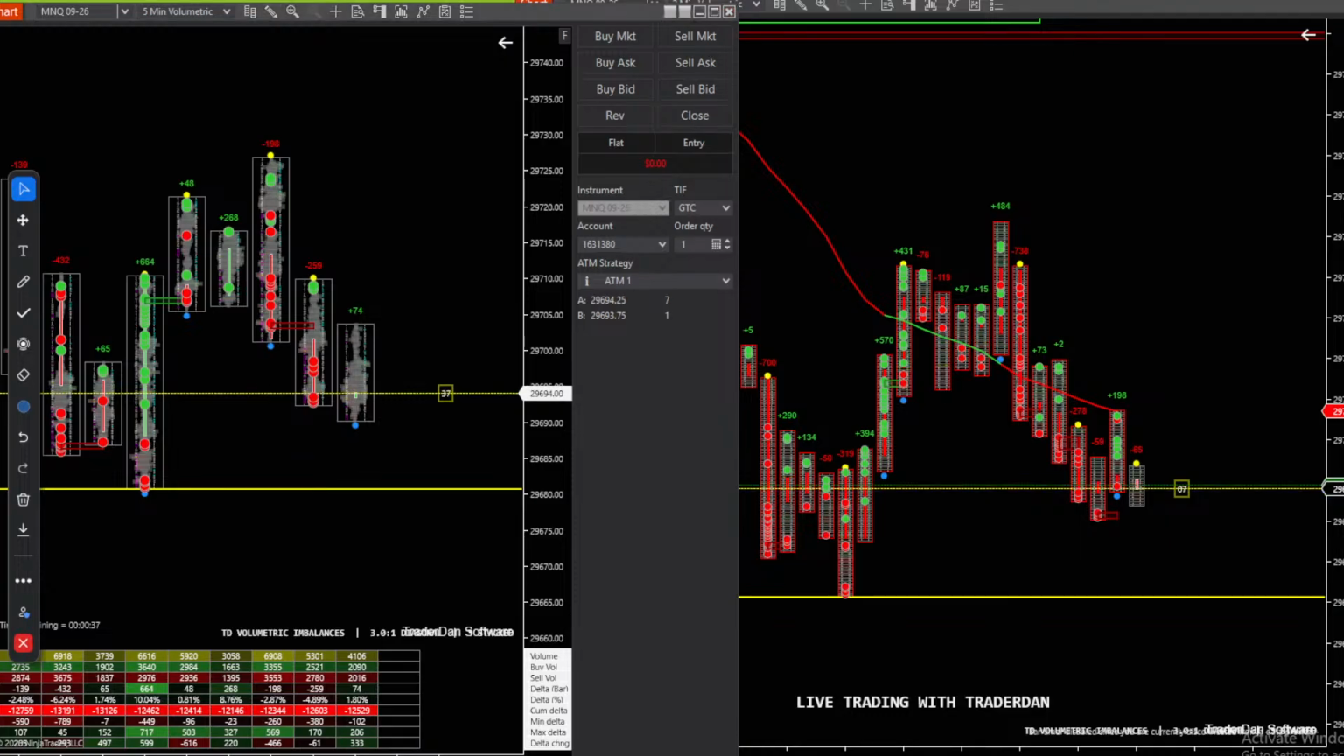A friend of mine asked me to build out a SAR indicator for him. So I did. I don't know if you guys know what the SAR is.